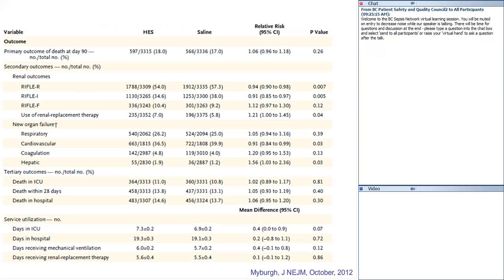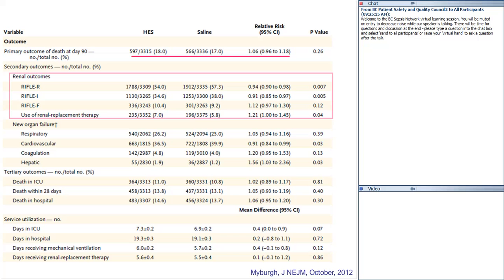With regards to the outcome, the primary outcome of 90-day death, it was 18% versus 17% in the starch versus saline group, with a non-significant finding. So very similar, actually, between the two groups in this trial. With regard to a secondary outcome of acute kidney injury and requirement for renal replacement therapy, the use of renal replacement therapy was noted to be higher in the starch as compared to the saline group, the absolute difference of 7 versus 5.8%.